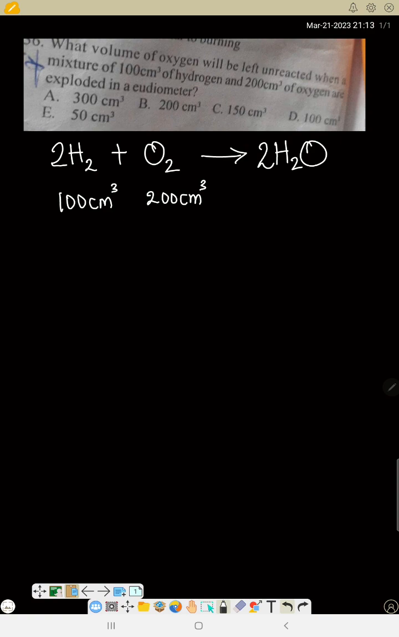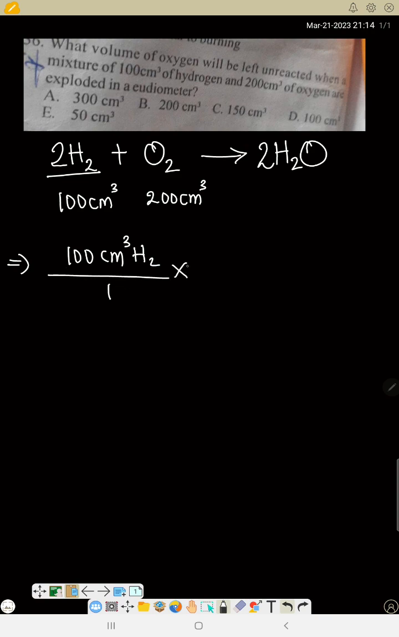We already know that it is oxygen that will remain. That means hydrogen will finish first. So we can now use the volume of hydrogen to know how much volume of oxygen will be used. By the time you use all these 100 centimeter cube of hydrogen, how much oxygen will be left, since oxygen will remain? You are going to start with 100 centimeter cube of hydrogen over 1.